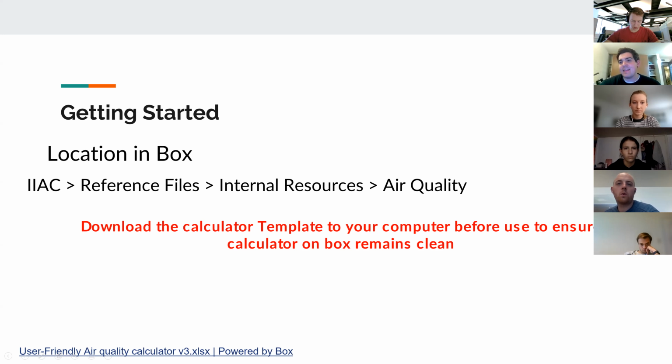One thing that we would like everybody to know is when you're using the calculator, if you could download it to your computer instead of working on it in Box, that will help us keep the air calculator clean for other people, so that people don't have to delete every single AR from another assessment and then populate it with their own. If we can just download that and make sure it's clean every time, it would be easier for everybody.